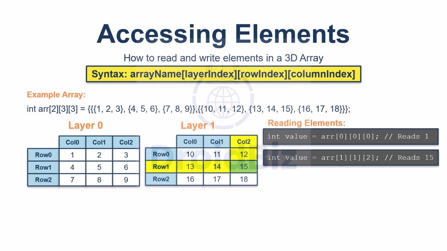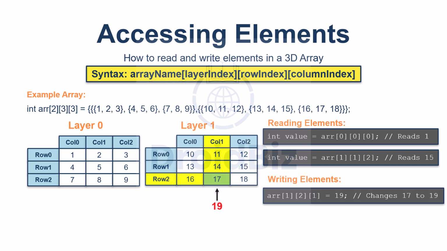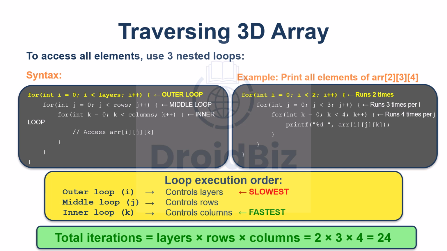To get 15, we write ARR[1][1][2]. That's layer 1, row 1, and column 2. For writing elements, we use an assignment statement. If we write ARR[1][2][1] equals 19, this changes the value 17 to 19. Now let's learn how to traverse a 3D array using nested loop structure.